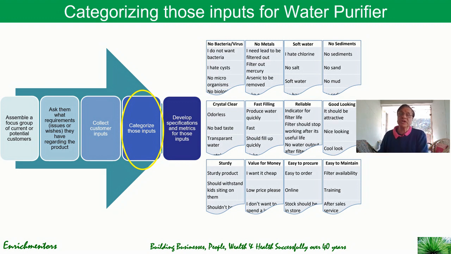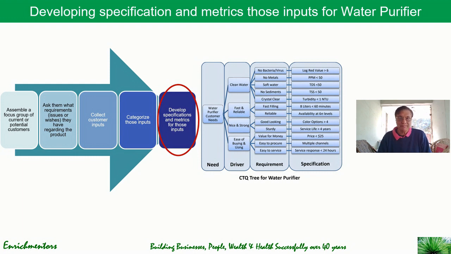Similarly, the post-it notes in the category of no metals you put together. I need lead to be filtered out, the mercury, arsenic to be removed. So that gets clustered into this category of no metals. And like this, there are many categories that you see, like soft water, no sediment, crystal clear, fast filling, reliable. And this becomes your bucket of customer requirements that you must meet if you want to introduce a product that will do well. Once you have this categorization done, you develop specifications and metrics for those inputs, those buckets of categories, that you see on your screen again.